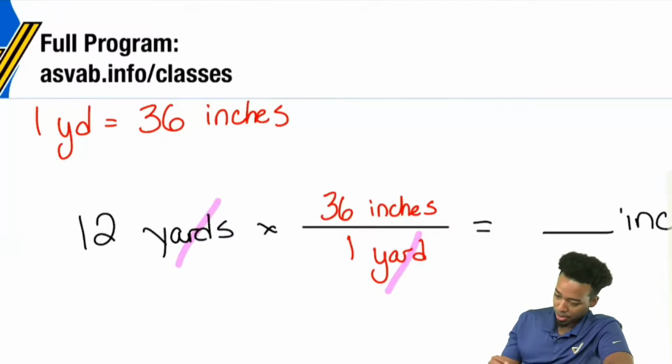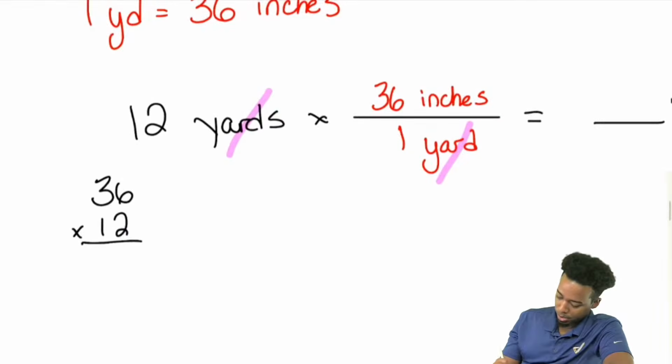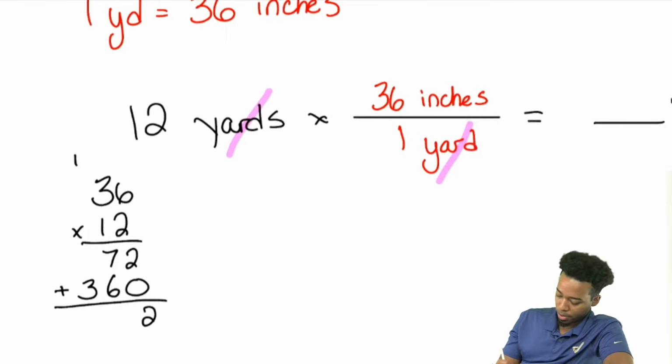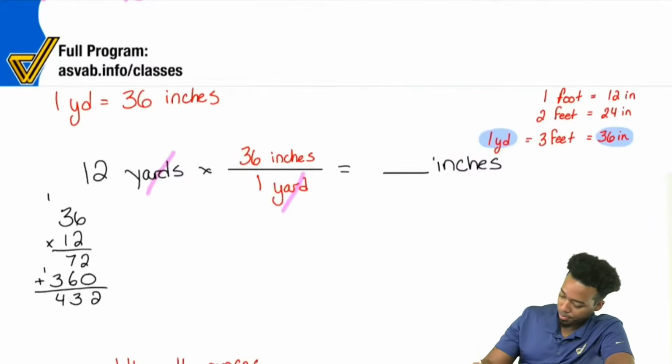Now it's just doing the math. 36 times 12. 6 times 2 is 12. 3 times 2 is 6. Carry the 1 is 7. 6 times 1 is 6. 3 times 1 is 3. Add these together. 2, 13, 4. 432 inches. And we're done.